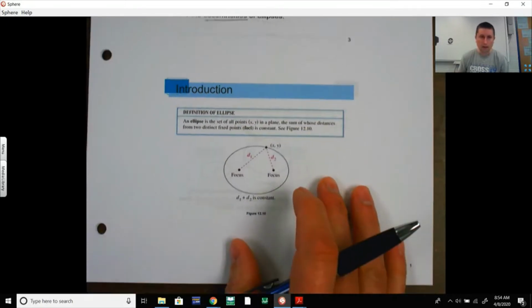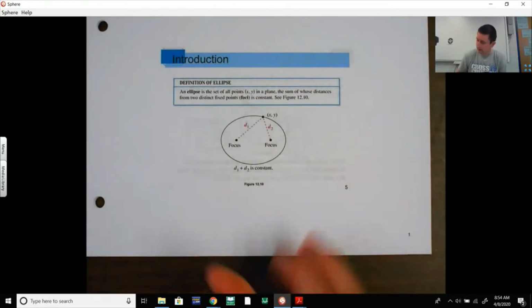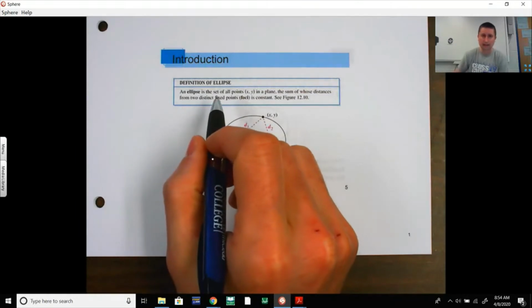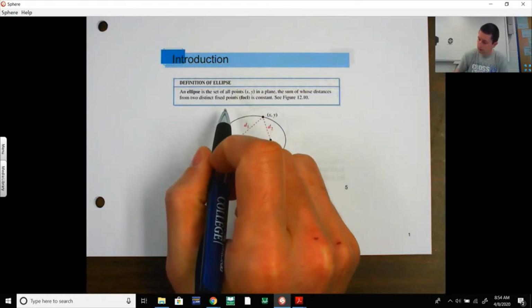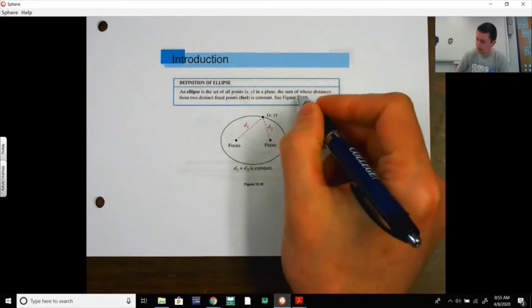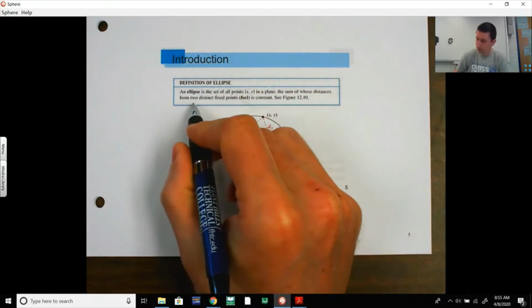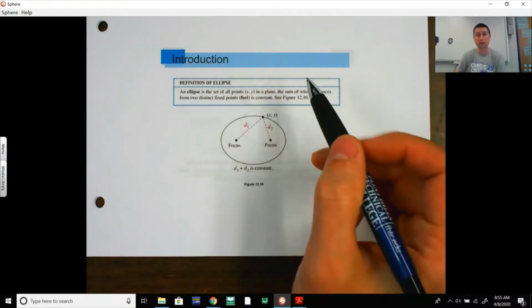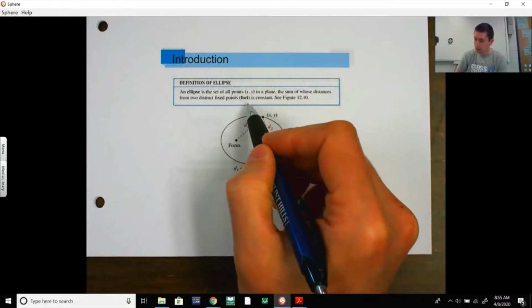Okay, so the definition of an ellipse. It's the set of all points. Remember, we call that the locus. The locus is the set of all points, L-O-C-U-S, in a plane, the sum of whose distances from two distinct fixed points, which are called foci, that is the plural of a focus. So parabola had a focus. These are foci. There's two of them.